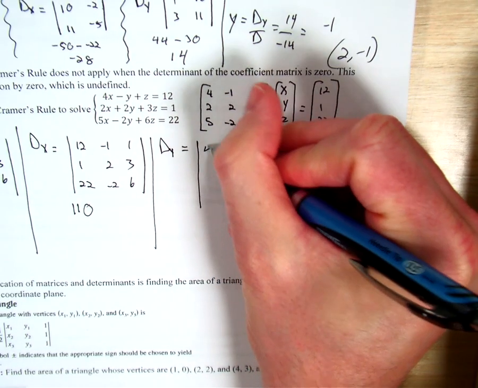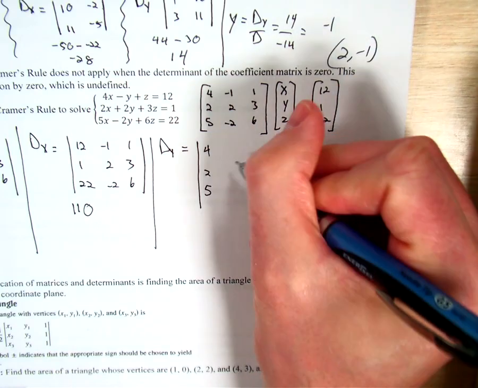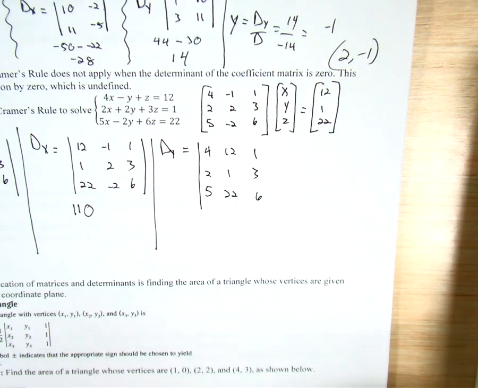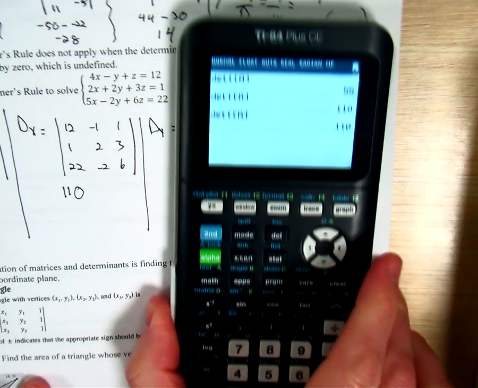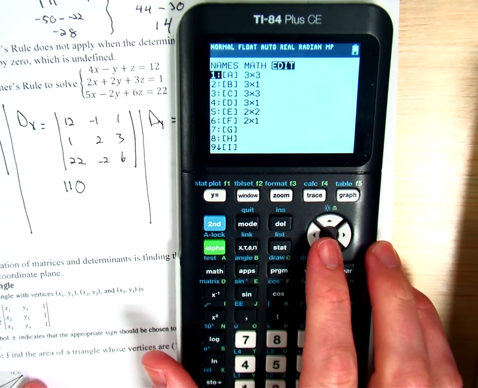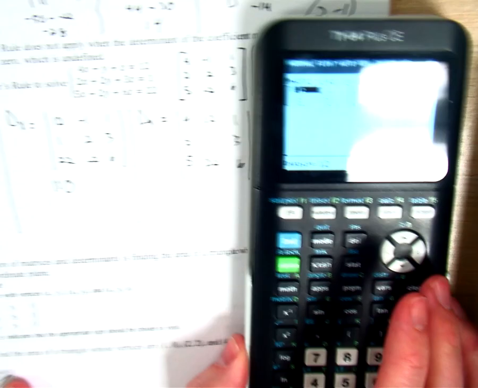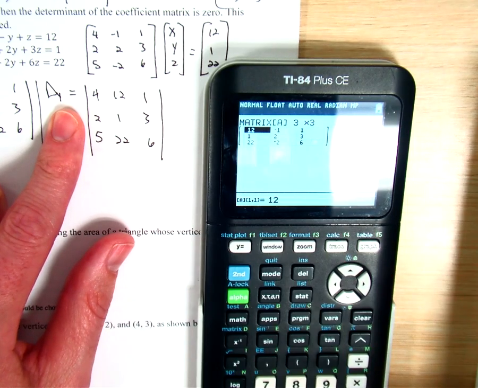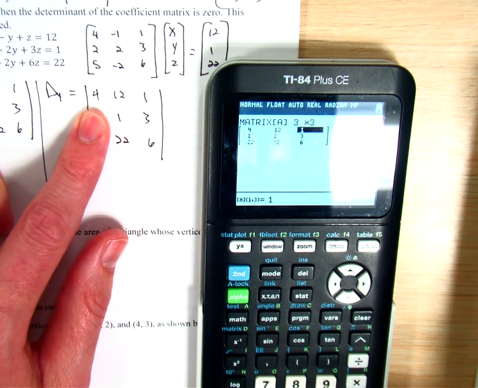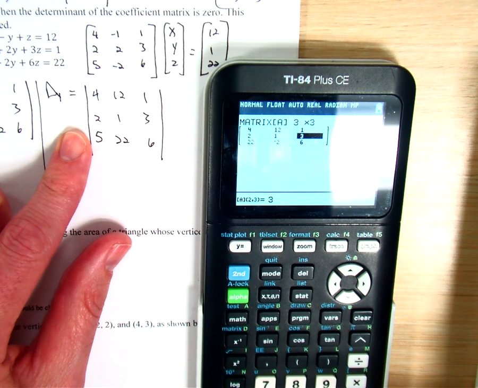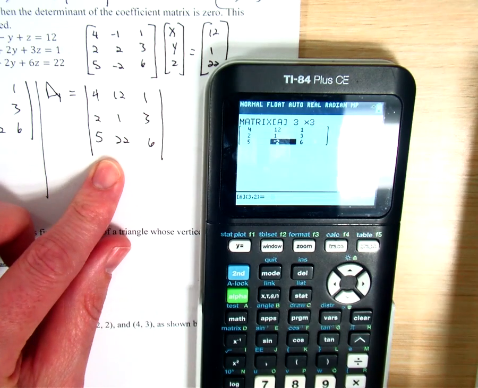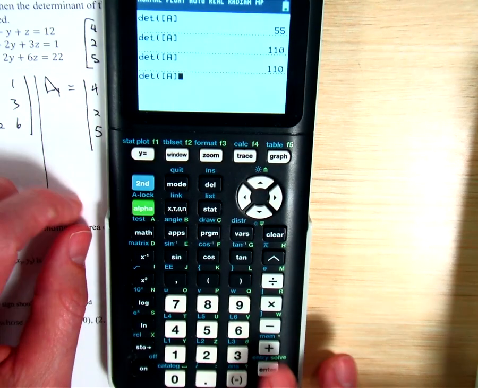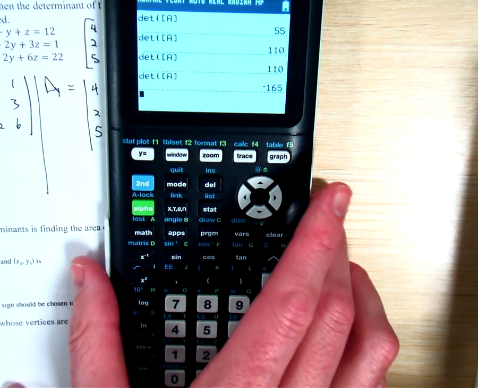Okay, now we got to put the x's back to normal, and now the answers are going to go over the y column, and then the z's are there. So now when I edit my matrix, second matrix edit, I have to change the x's back. It's almost worth just typing them all back in from scratch, because you're going to be changing two columns. 4, 12, 1, 2, 1, 3, 5, 22, 6. Second quit. Second enter. Negative 165.